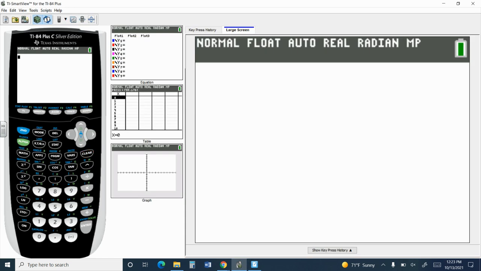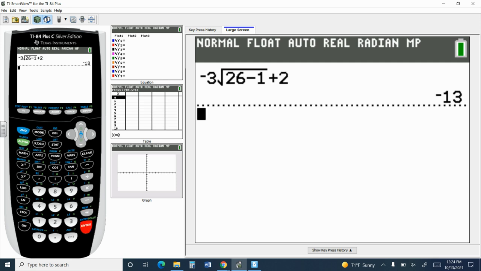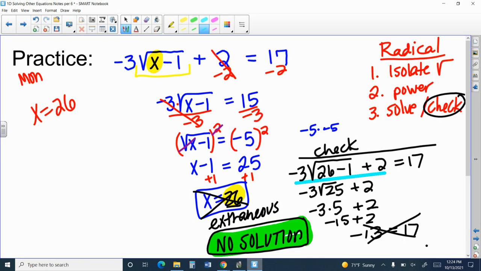So on my calculator, if I wanted to check using the calculator, I would just type it in, negative 3 square root. I'm plugging in 26 for x, so 26 minus 1. And then the plus 2 is outside the radical. I have to use the side arrow to go outside the radical. And then plus 2. And that will give me a negative 13. If you don't feel like doing the algebra yourself, you can do it on your calculator. And you'd have negative 13 equals 17, which you can see doesn't work.